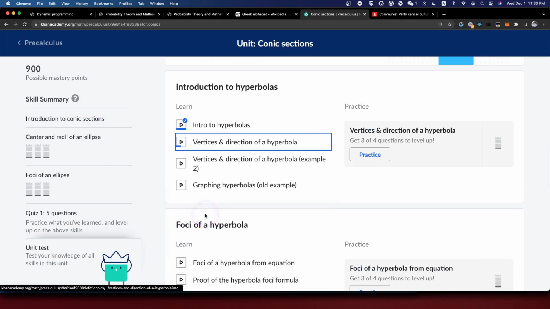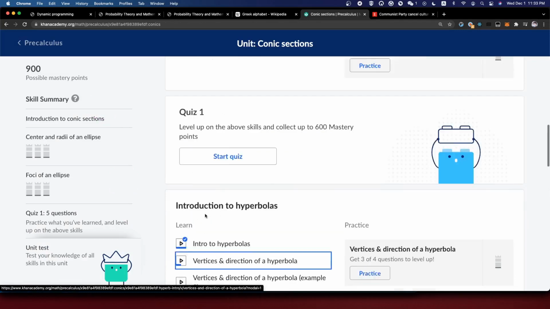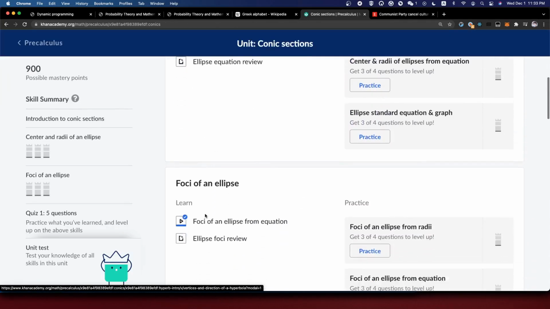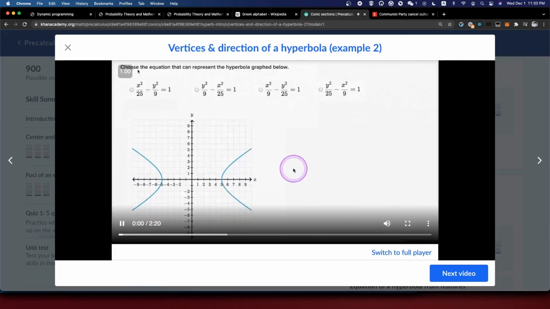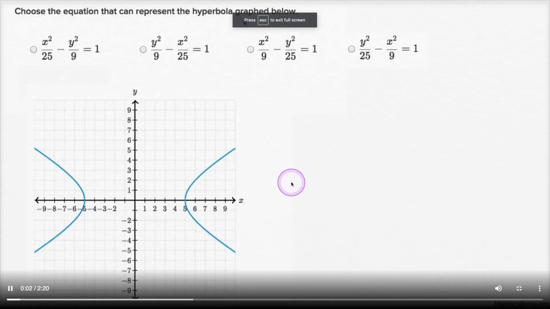So they are solving those problems without thinking too much, just like me. But if I did not know those rules before, if I didn't watch all those videos that we just watched, then I could never solve this problem. So we're asked to choose the equation that can represent the hyperbola graphed below. Okay, another example of this kind. Can we solve it? At first, I would say for this one the hyperbola opens along the x-axis, so the x term must be a positive one. So it can be either A or C.